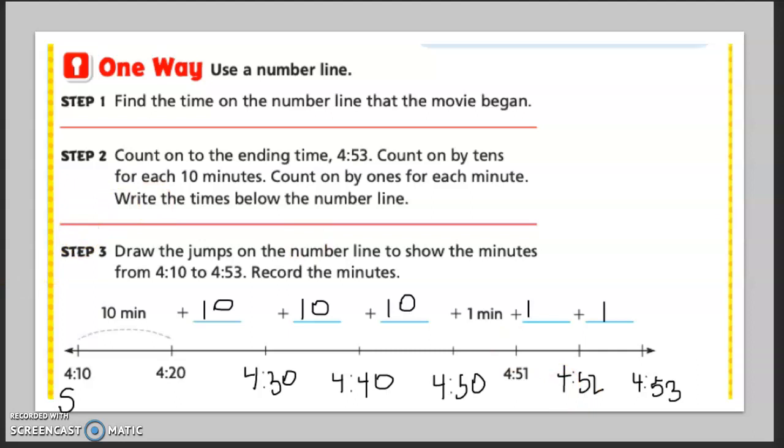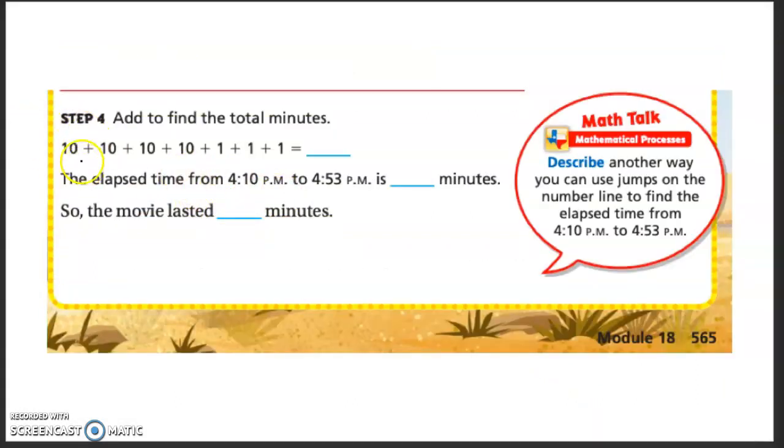So now, to find what was the total amount of elapsed time, all we're going to do is add 10 plus 10 plus 10 plus 10. That is going to give us 40. So we'll add 40. Then we'll add all of our ones. 1 plus 1 plus 1 gives us 3. So 40 plus 3 equals 43. The elapsed time from 4:10 to 4:53 is a total of 43 minutes. So the movie lasted 43 minutes. Okay? All right, let's keep going.